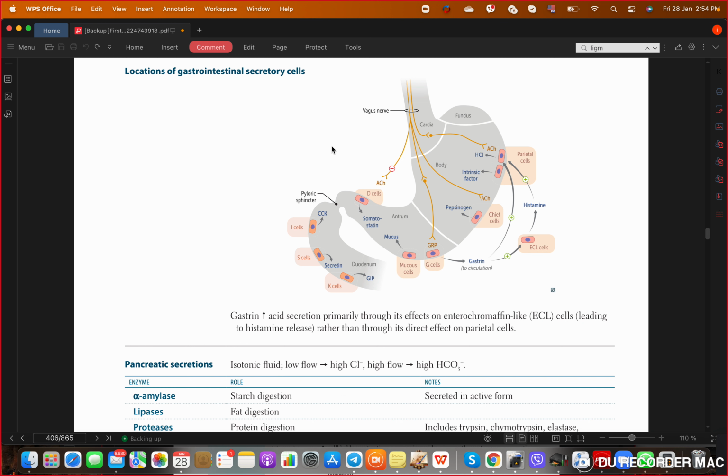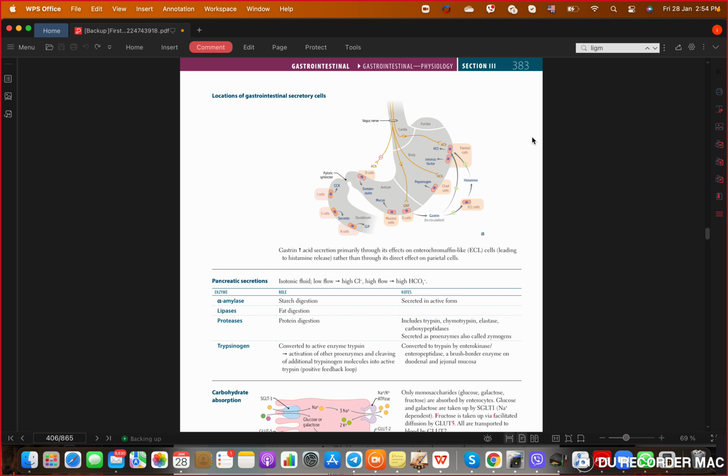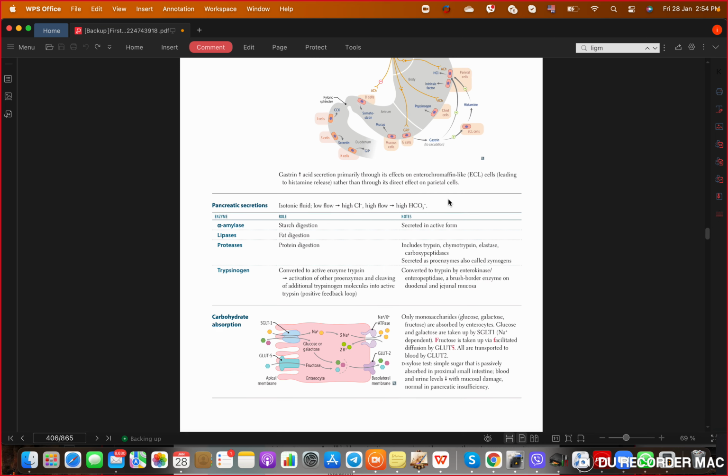Doc, which cells actually produce HCl? Is it the parietal cells? Yep, it's parietal cells. Remember, parietal cells also produce intrinsic factor. And they are present throughout the stomach, Doc? Yes, they are throughout the stomach, but mainly they like to be in the corpus of the stomach and the fundus of the stomach.